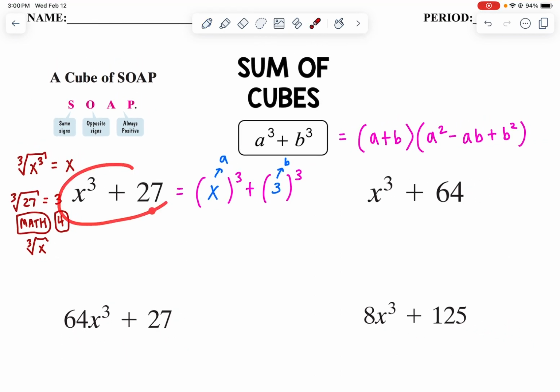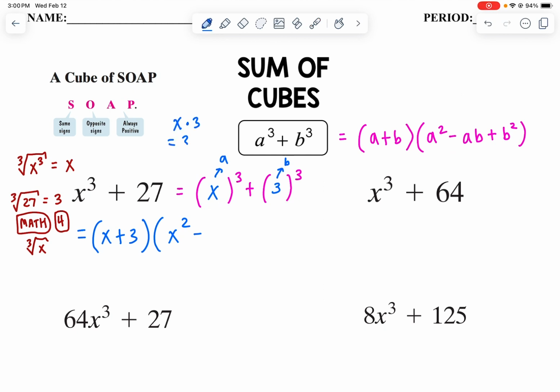So the way we factor this is equal to parentheses. They want us to add A and B together, so we'll have x plus 3. And then we'll introduce the other parentheses. They want us to square our A, so we want to square the x, which leaves us with x squared. The sign switches. And in between, they want A times B, so x times 3.